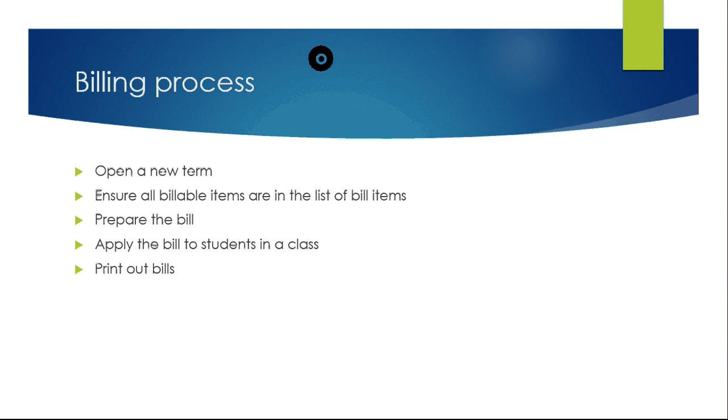So in the billing process, what do we do? We first of all open a new term, and ensure that all billable items are in the list of bill items. Then we prepare the bill itself. After we prepare the bill, we apply the bill to students in the class. Then we can print out our bills.